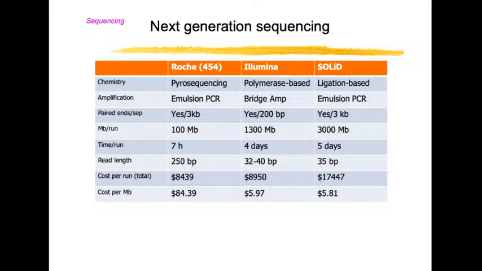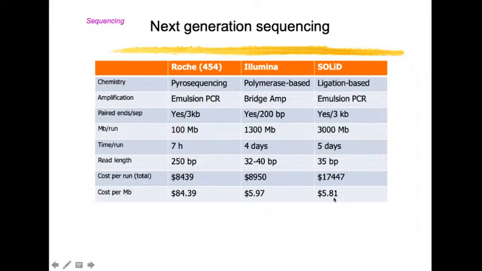There are basically three in the main market at the moment: Roche, Illumina, and SOLiD. Roche chemistry is based on pyrosequencing, Illumina on polymerase-based, and SOLiD on ligation-based sequencing. Amplification is done with emulsion PCR in Roche, bridge amplification in Illumina, and emulsion PCR in SOLiD. You have paired ends, 3 kb, then 200 base pairs, and 3 kb base pairs in SOLiD. Then 100 Mb, 1300, 3000 Mb. So the SOLiD has the highest base pairs it could read. The time it takes: Illumina takes the highest time, but SOLiD takes 5 days only, and it also reads quite a high number of base pairs per run. The most cost effective seems to be SOLiD with 3000 Mb within 5 days.